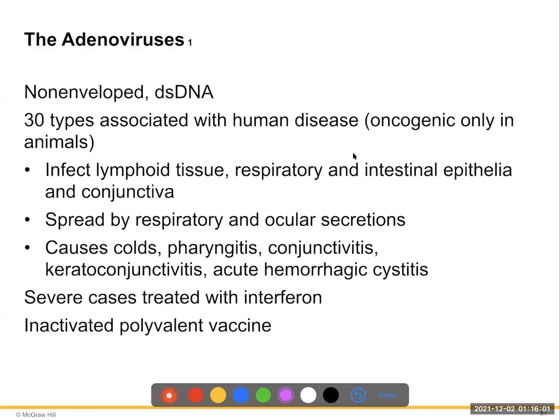They infect lymphoid tissue, respiratory and intestinal epithelium, and the conjunctiva. That's where it's located. It's spread by respiratory and ocular secretions. It causes colds, pharyngitis, conjunctivitis, keratoconjunctivitis, and acute hemorrhagic cystitis. Severe cases are treated with interferon again, and there are inactivated polyvalent vaccines.